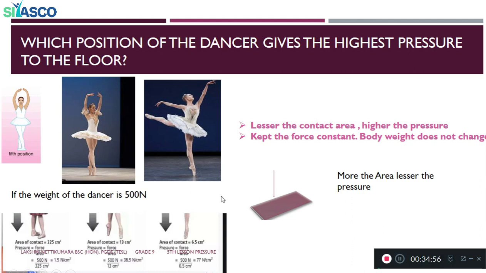In the third instance, the contact area is much lesser than the first two instances because she balances her body on one toe. But the body weight of the dancer does not change in the three situations. Same force is given but changing the contact area. Lesser the contact area, the higher the pressure.